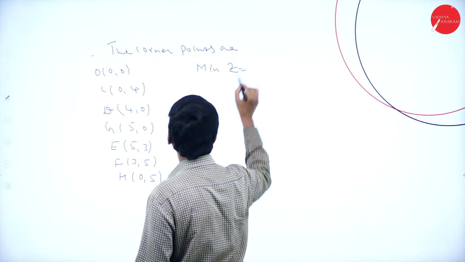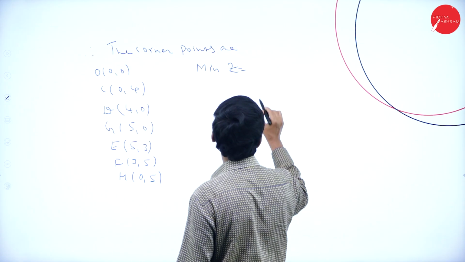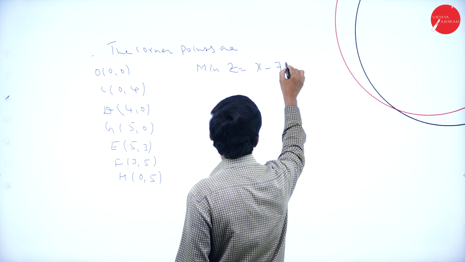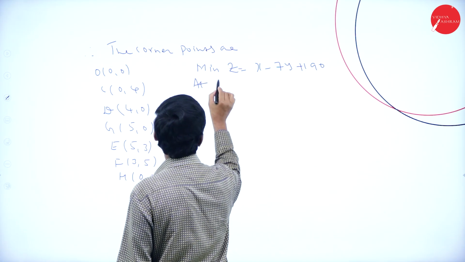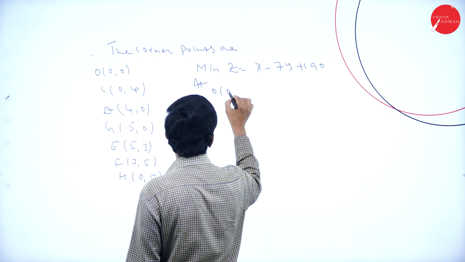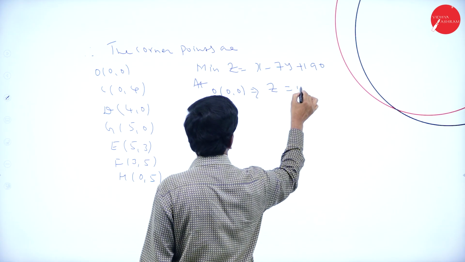Minimize Z is equal to x minus 7y plus 190. Substitute at 0, 0: Z is equal to 0.